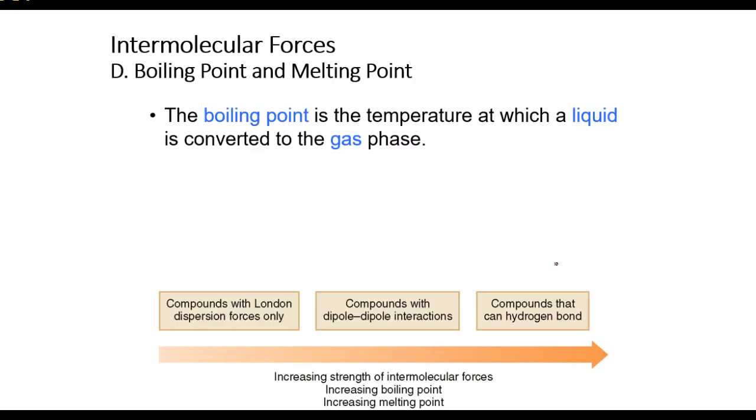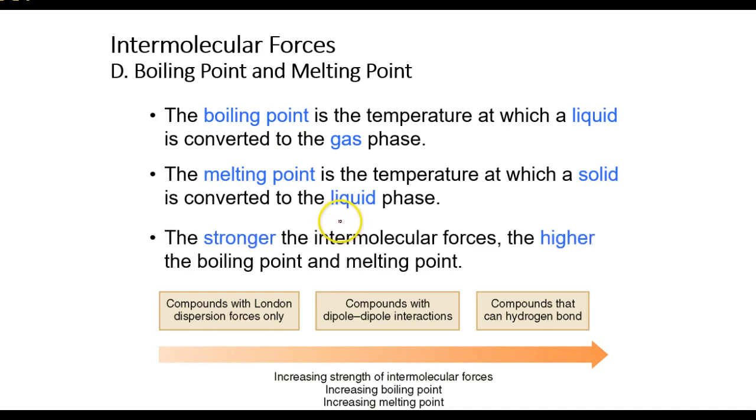Okay, so how is this important for boiling points and melting points? Well, the stronger the intermolecular force, the higher the boiling point and melting point. It's pretty simple. So the boiling point is the temperature at which a liquid is converted to a gas. So basically what you're trying to do is you're trying to break these forces. So let's take water for an example.